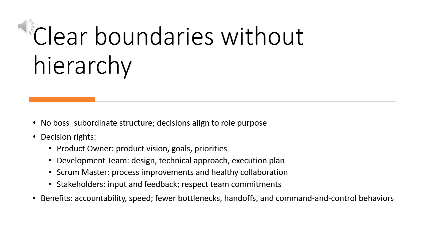Scrum avoids a boss-subordinate structure. Decisions align to each role's purpose. Product owner decides the product vision, goals, and priorities. Development team decides the design, the technical approach, and the plan to meet goals. Scrum Master decides how to improve the process and supports healthy collaboration.